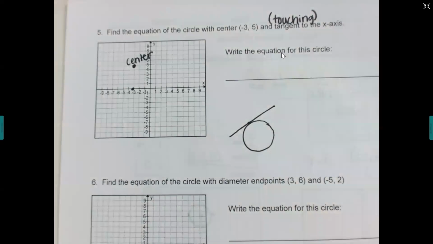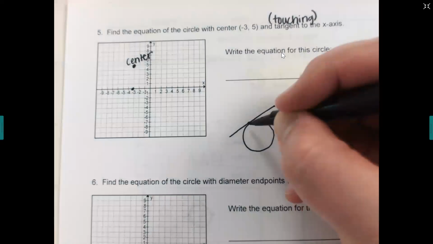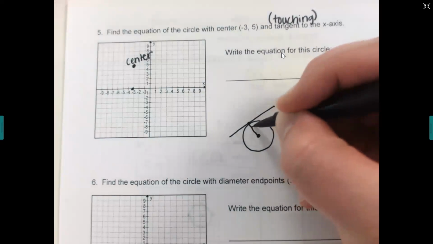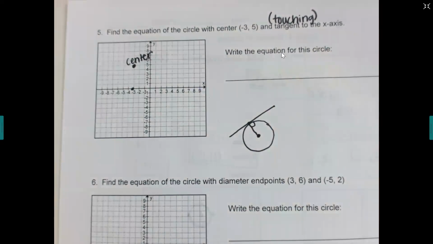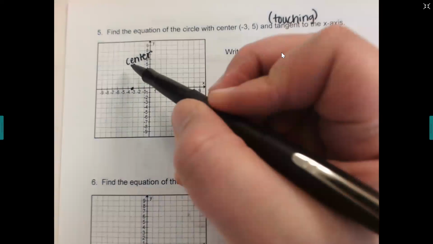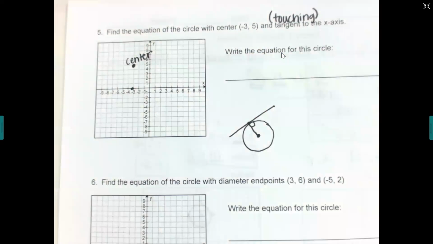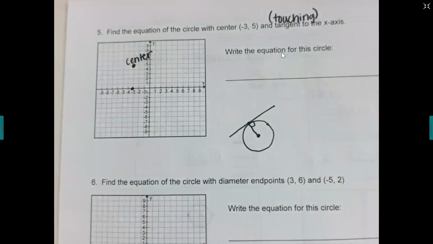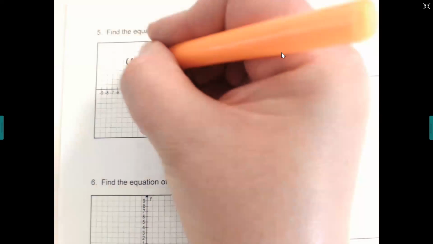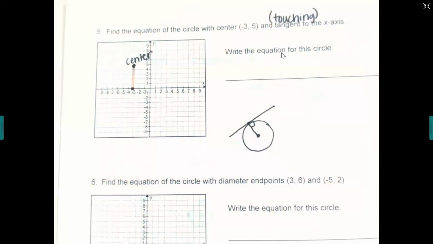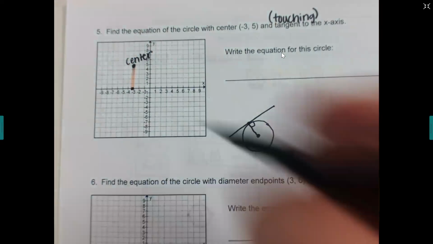Now, technically, if you remember from pre-cal, it touches at a right angle. Okay, so technically tangent is touching at a perpendicular angle. But that doesn't matter here. We just know that we need to touch right here. Well, then what are we going to do just like last time? Yeah, just count out your radius. So how far is it from 5 down to 0? Then my radius is 5.